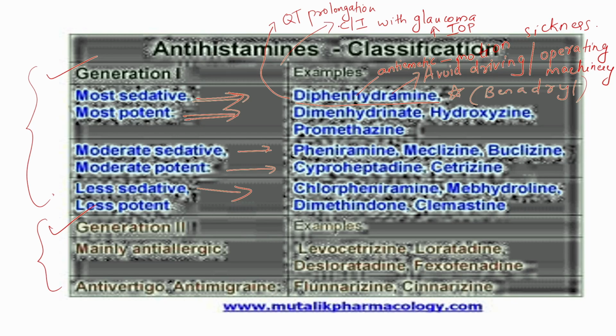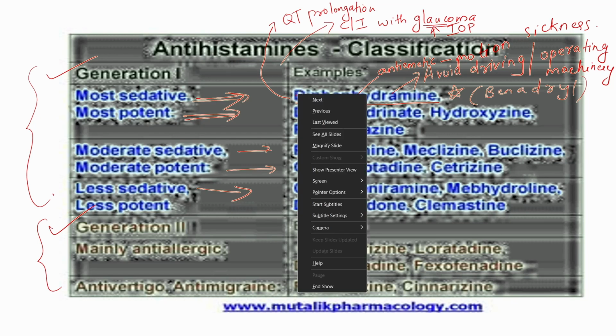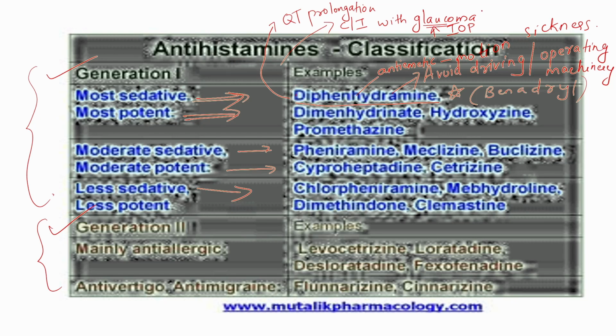diphenhydramine. This has anticholinergic property. So this is contraindicated in patients with glaucoma. This is also contraindicated in patients with BPH, benign prostatic hyperplasia. Okay, this is also contraindicated in patients with BPH. Because of the anticholinergic property, they will cause urinary retention in patients with BPH. So it is dangerous in patients with BPH because it can cause urinary retention.